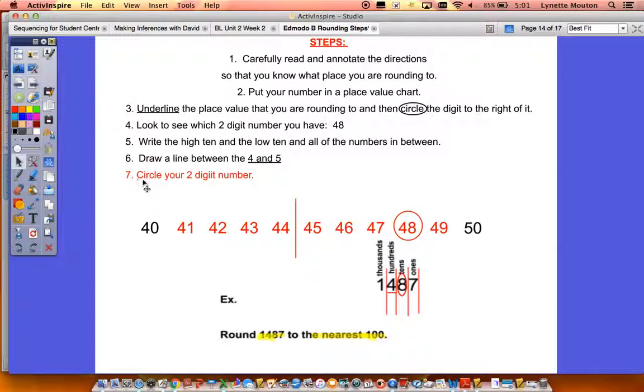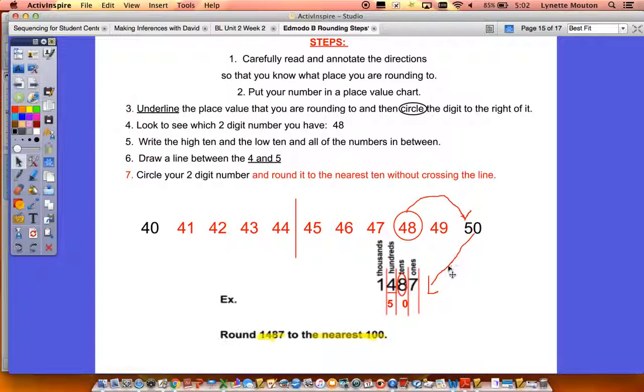We think of that wall as a place that you cannot cross over. So circle your 2-digit number, which is 48 again. And then you just round it. You can only go in the direction that you don't have the wall. I cannot go over the wall here, so I would have to go to 50. And you can actually physically see how 48 is closer to 50 if we're looking at it on the number line between the two tens. 48 is closer to 50.